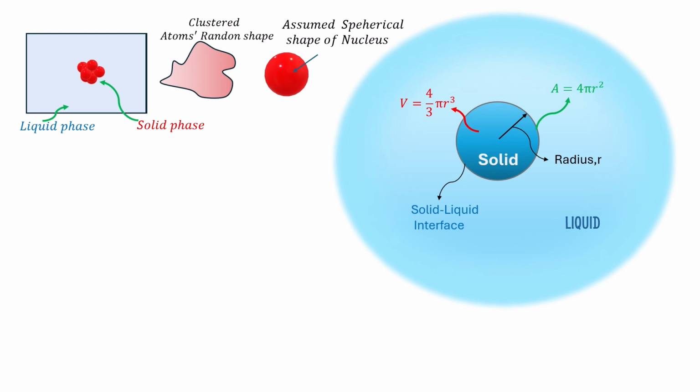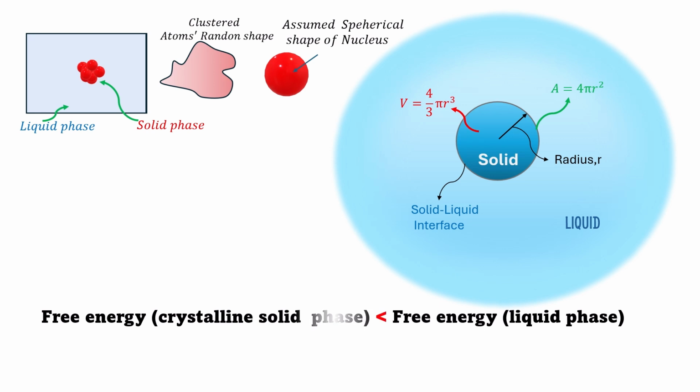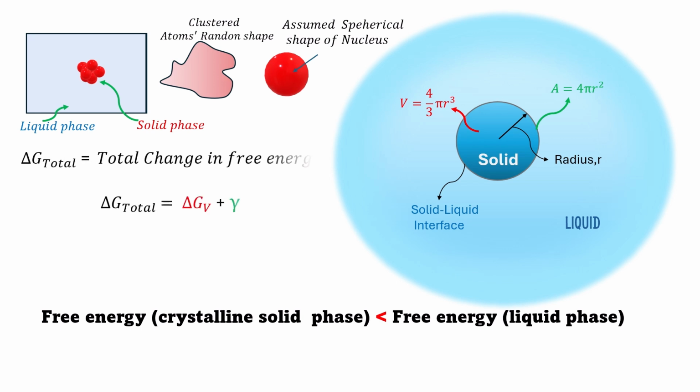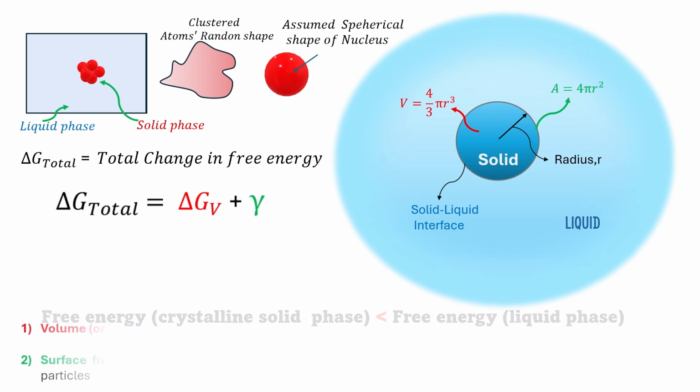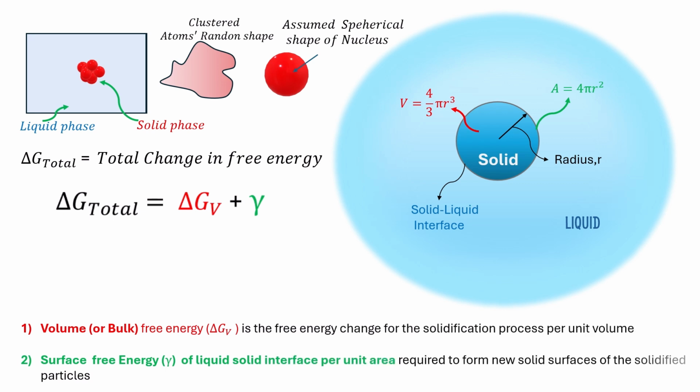We expect a material to solidify when the liquid is cooled below its melting temperature, because the free energy associated with the crystalline structure of the solid is then less than the energy of the liquid. This total free energy difference between the solid and the liquid phase is denoted by delta G total. This total free energy is composed of volume free energy, delta GV, and surface free energy, gamma. Thus delta GV is the free energy per unit volume and gamma is the free energy per unit surface area. The magnitude of these terms can be obtained by multiplying them with volume and area.